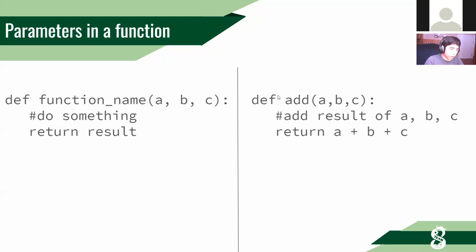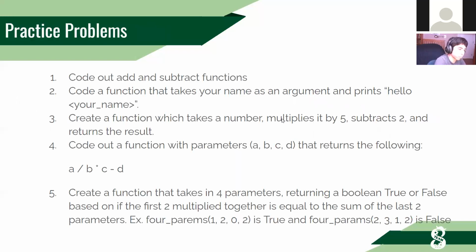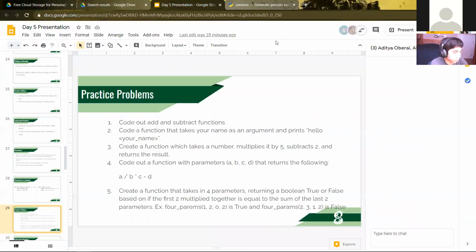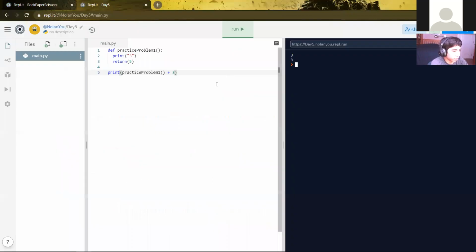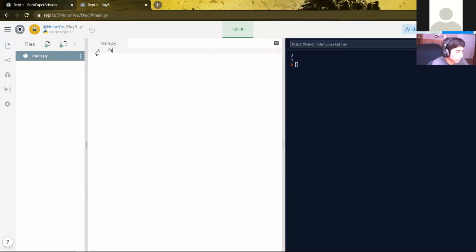And here's an example on the right. def add(A, B, C). This will add the result of A plus B plus C, and it returns that. Okay, so some more practice problems. Code out add and subtract functions. Okay, let's take a look at how to do that. Add and subtract problems. So def add.